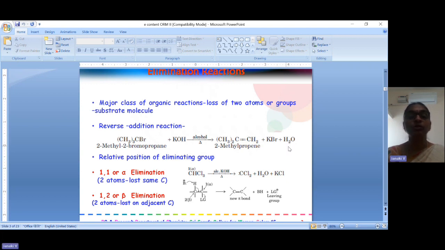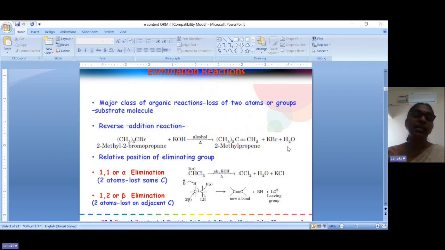Alkyl halides undergo nucleophilic substitution reactions, and similarly alkyl halides also undergo elimination reactions. Here we can see in this example, 2-methyl-2-bromopropane on treatment with potassium hydroxide in the presence of alcohol undergoes dehydrobromination and gives rise to the product 2-methylpropene.